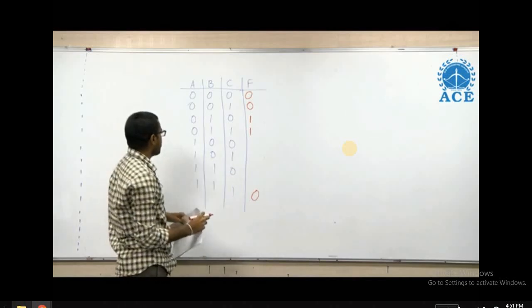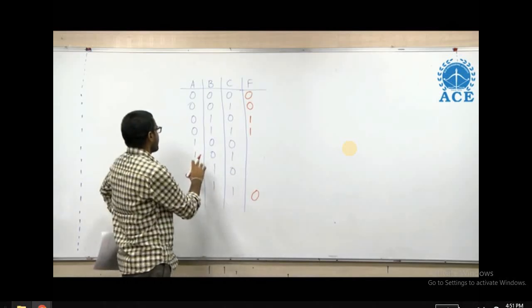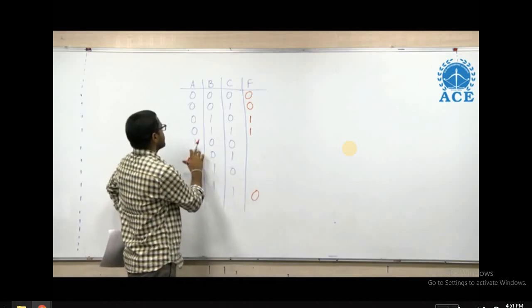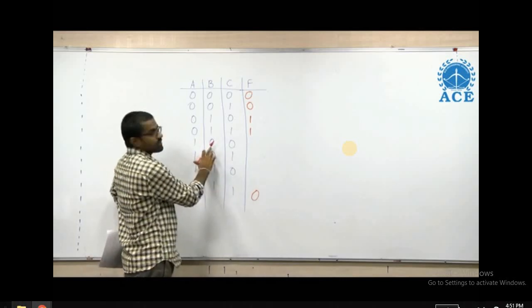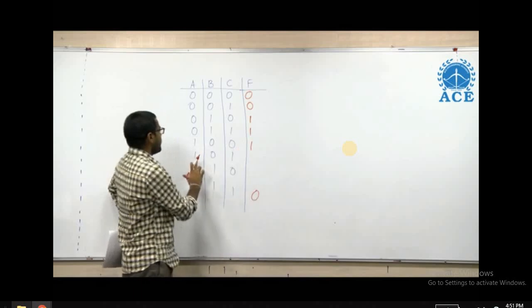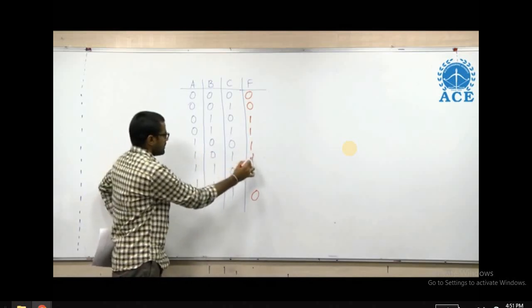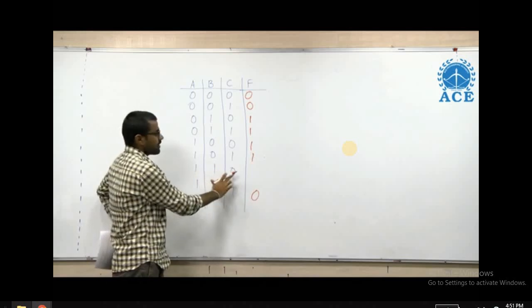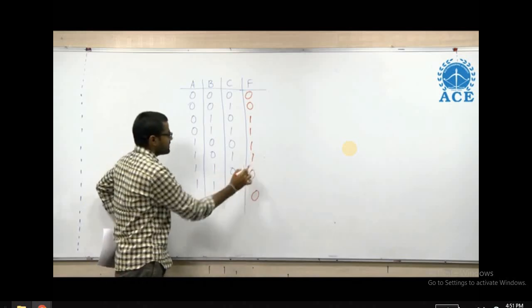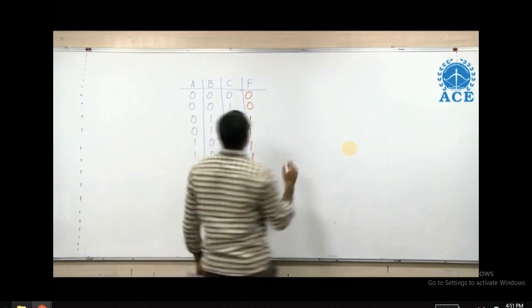And again, in these cases, a is not equal to b, so it results in 1. Again here, a is not equal to b, so it's 1. A is equal to b but not equal to c, so it again results in 0. Now drawing the k-map for the resulting function.